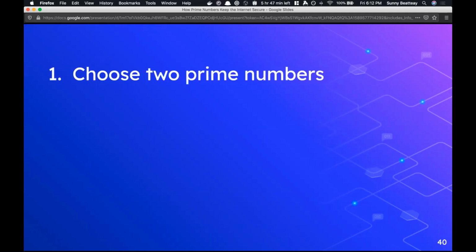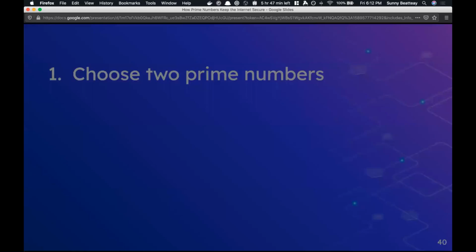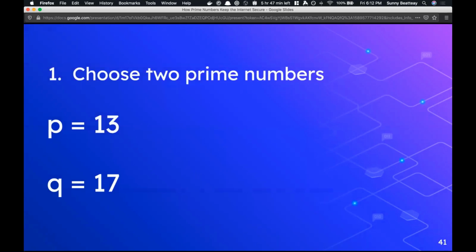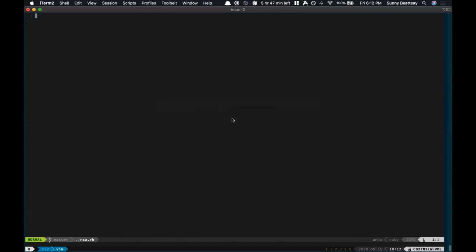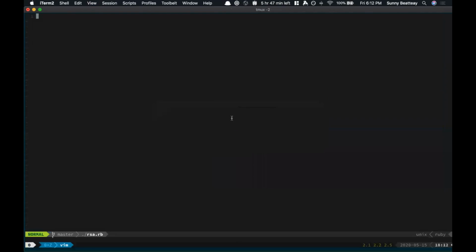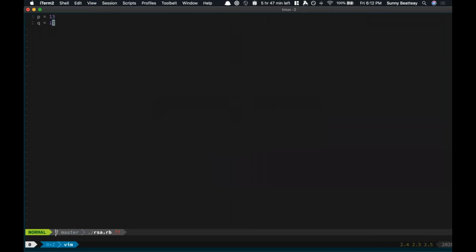For step 1, you can pick literally any 2 prime numbers as long as they're different. I want to keep it simple, so I put P as 13 and Q as 17. In order to keep track of these numbers and not forget, I'll be writing them down in a little Ruby doc I have open. You can actually follow along with me right now because we'll be implementing RSA right now. So let me just write down P equals 13, Q equals 17. Feel free to follow along with me.